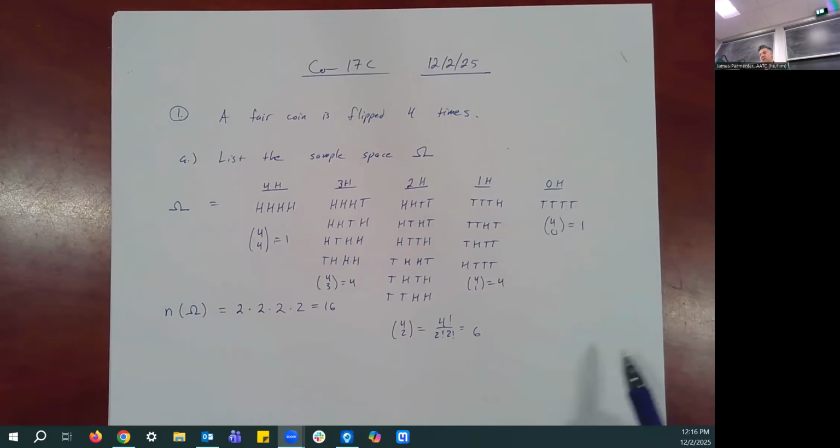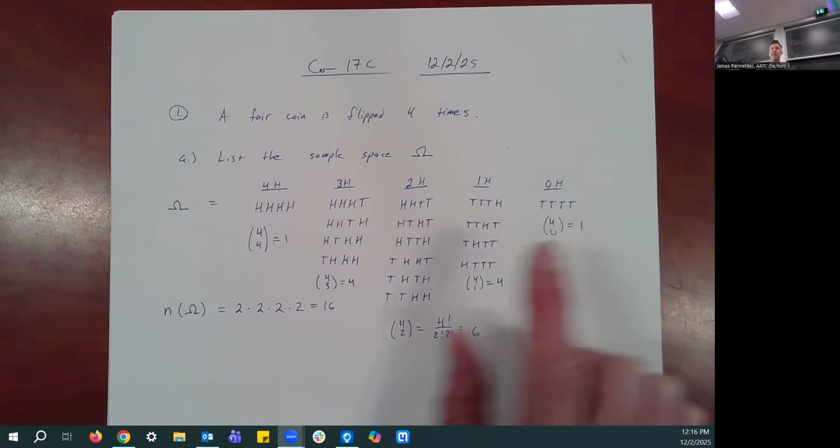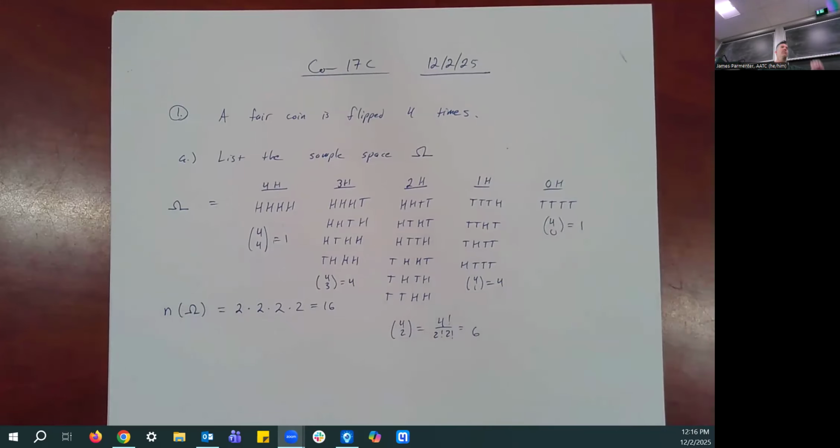I think this is a good example to really show you that if I want to know the number of ways you can pick zero heads from four coins, there's exactly one way, where you get all tails. I feel like that's a better example than picking no fingers, but it's the same kind of idea.